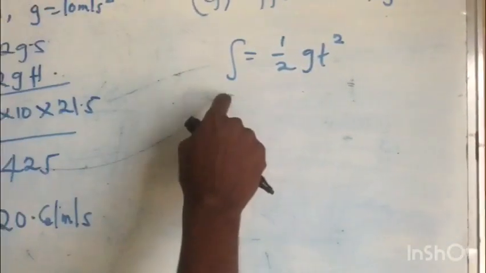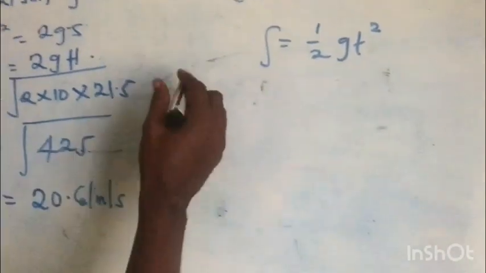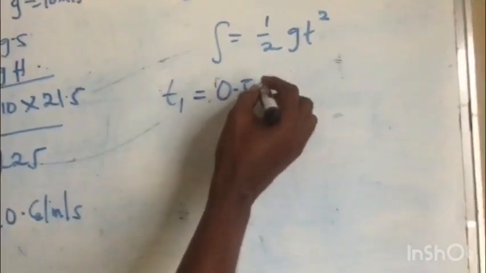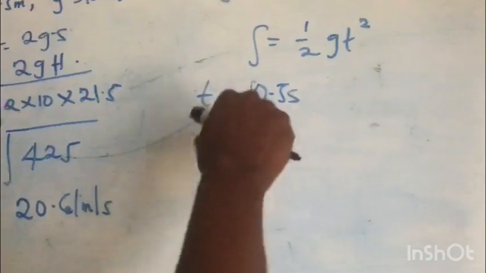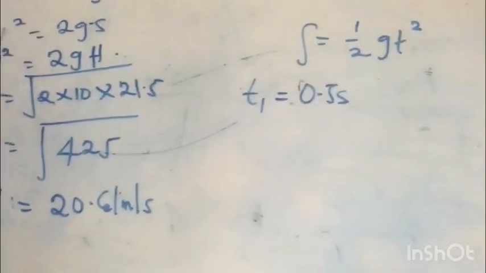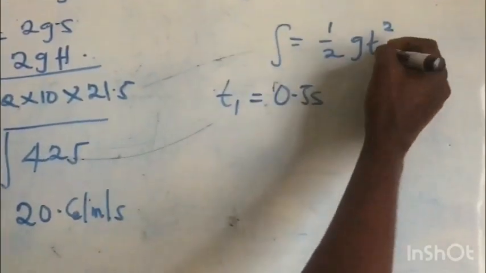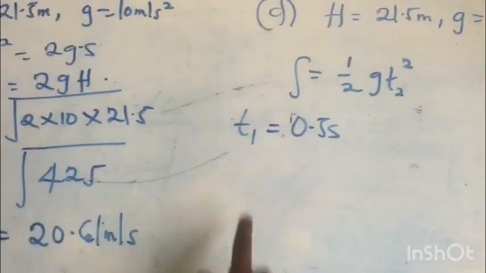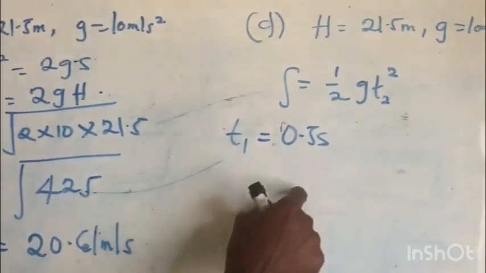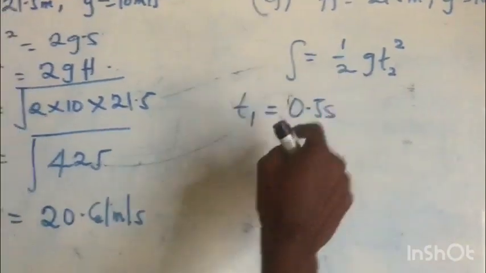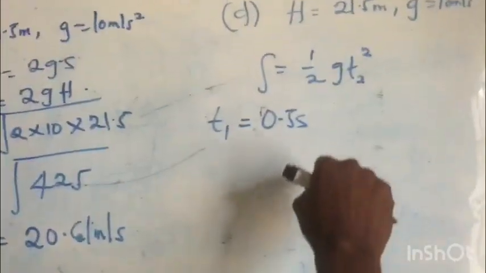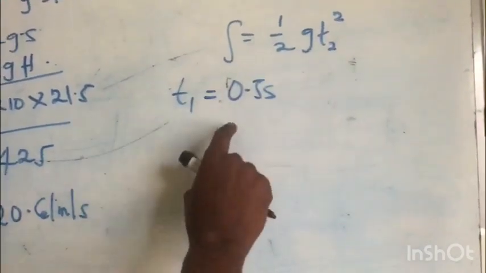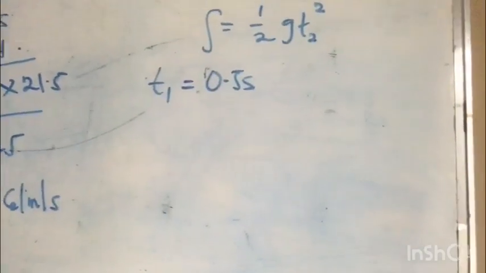Don't forget the ball is projected to reach a maximum height. The time it takes the ball to reach the maximum height, let me say that is t1, we have calculated as 0.5 seconds. Now from the maximum height down, that's the time we want to calculate here. Let me represent it as t2. This t1 is the time it takes the ball to reach the maximum height, and t2 is the time it will take the ball from the maximum height to the ground. If we get t2 and add it to t1, we know the total time taken by the ball to reach the ground.